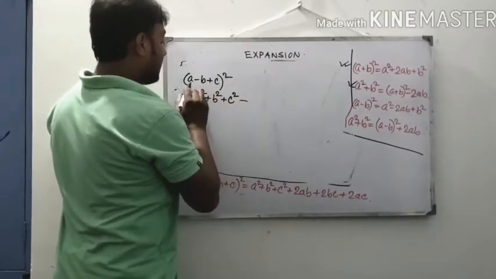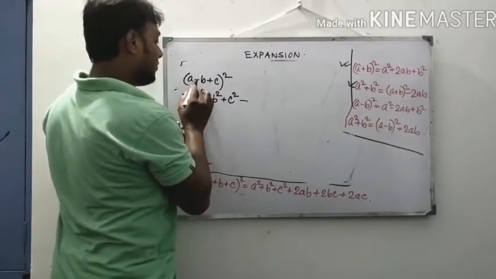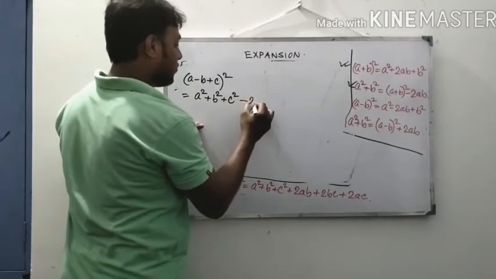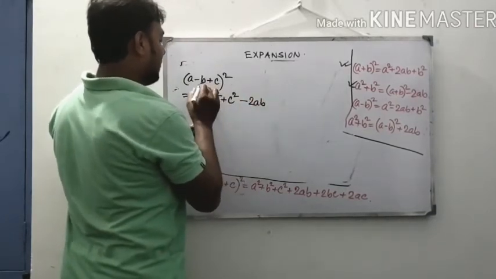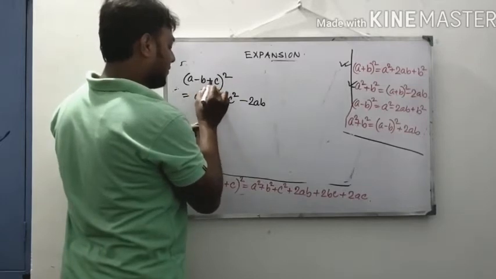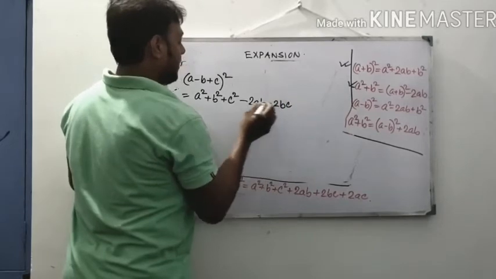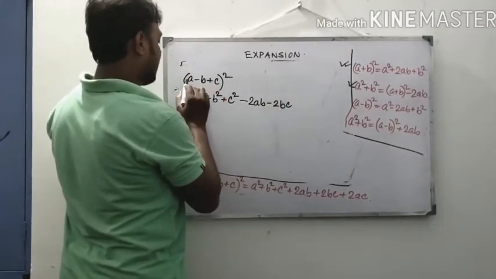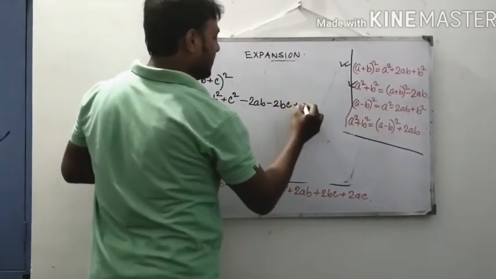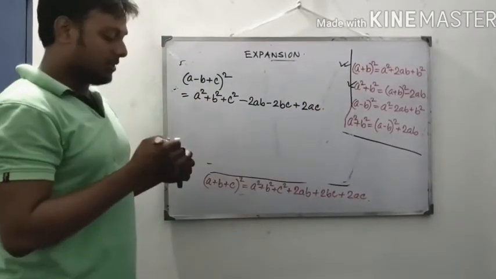If we consider first and second, first one is positive, second one is negative, so plus into minus will be minus, so this is -2ab. And when we consider second and third, second is negative, third is positive, so plus into minus, again minus 2bc. And first and last, first is positive, last is positive, so +2ac. So this is the formula, easily. You do not need to memorize this part.